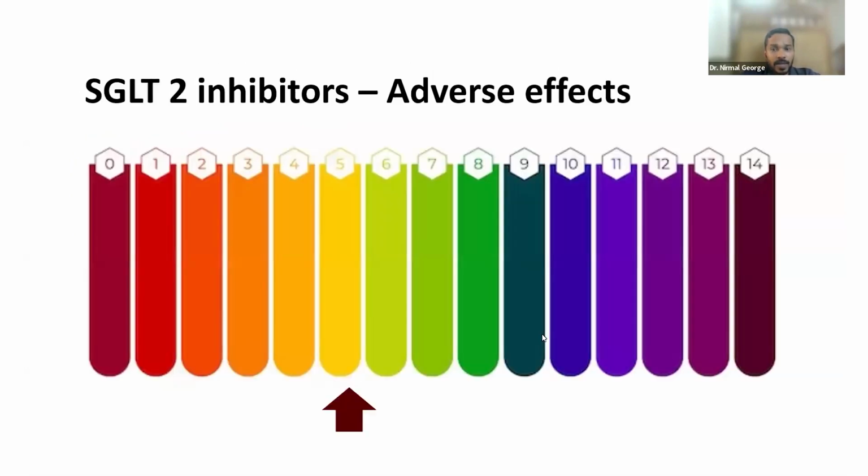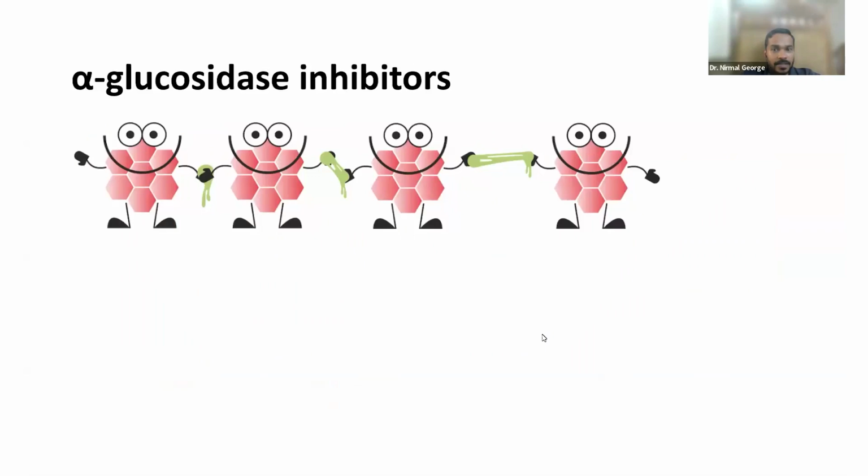And SGLT2 inhibitors have an important adverse drug reaction. It increases the risk of diabetic ketoacidosis. Among the anti-diabetic agents, the agents that increase the risk of diabetic ketoacidosis are SGLT2 inhibitors. So the last group of agents are alpha glucosidase inhibitors.